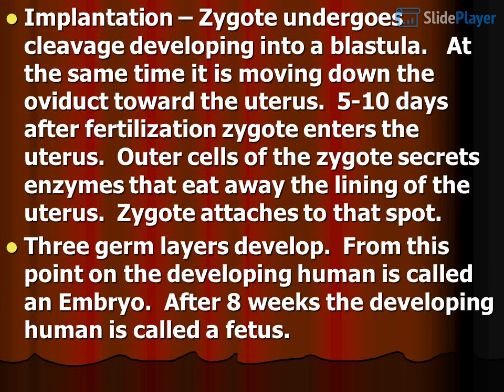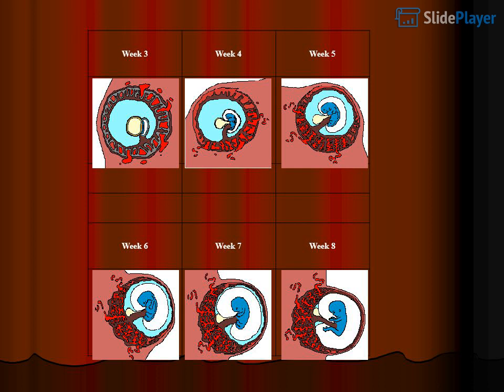3 germ layers develop. From this point on, the developing human is called an embryo. After 8 weeks, the developing human is called a fetus. Week 3, Week 4, Week 5, Week 6, Week 7, Week 8.